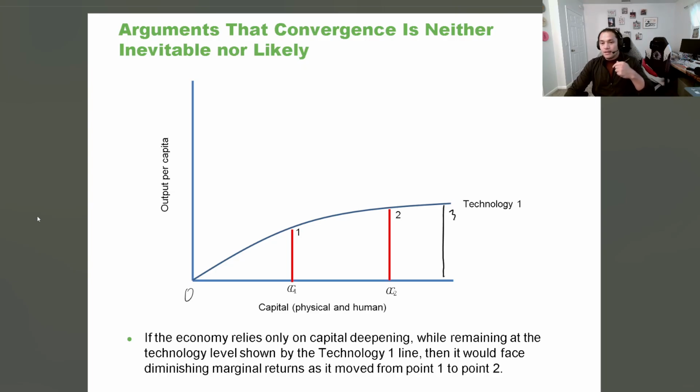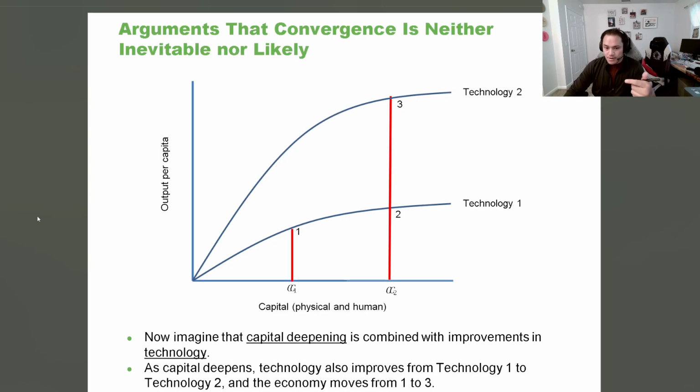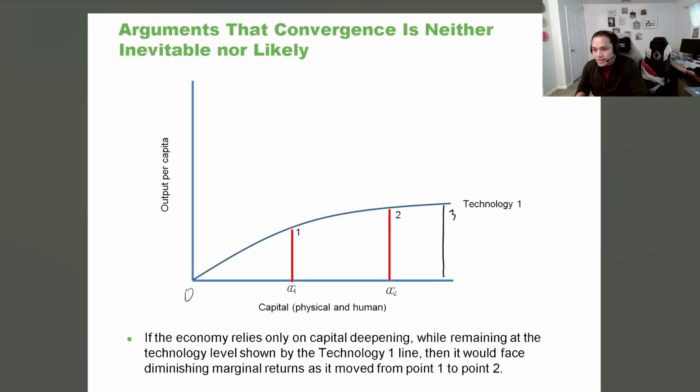Now, the counter to this argument is that it is possible that the US is not stuck on technology frontier 1. So we looked at it in the last slide. If we're stuck on technology frontier 1, it's highly likely that all these economies are going to catch up with us relatively quickly.